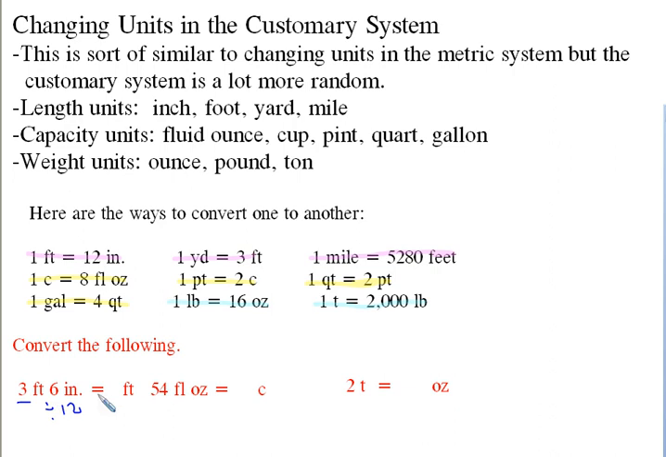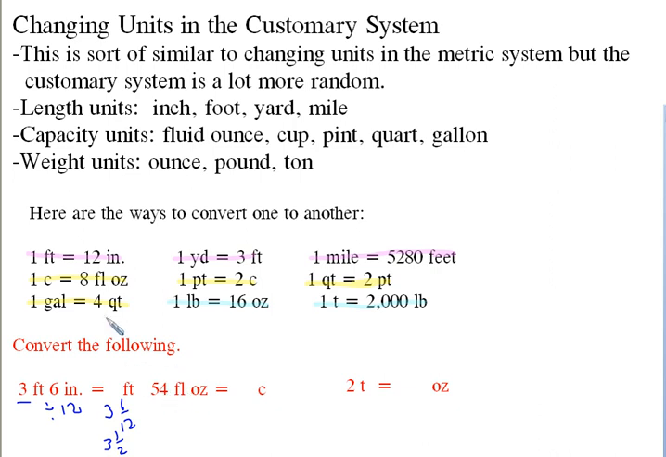And so then I have 3 feet and 6/12 feet, so that's going to be 3.5 feet. So it's very logical. Now over here, 54 fluid ounces to cups. What am I going to do? I'm going to look up here for the conversion. Well, 8 fluid ounces in a cup.